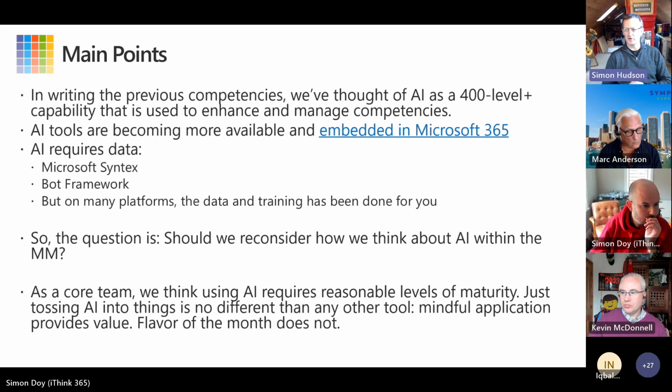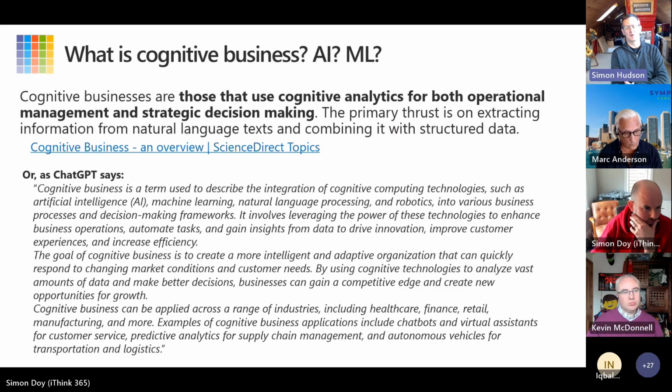So we ought to try and define it. We thought we'd come up with this great new term, cognitive business, and then Simon and Marc spent a little bit of time Googling or bingifying and came up with this quite nice definition from Science Direct Topics. Cognitive businesses are those that use cognitive analytics for both operational management and strategic business decision making. And then they talk in there about the thrust on extracting information from natural language texts and combining it with structured data, which I don't think is untrue, but I don't think it's complete. I like the first part. I'm less comfortable with the second.